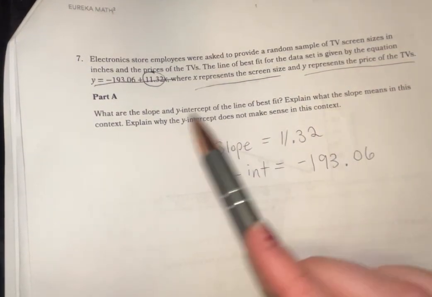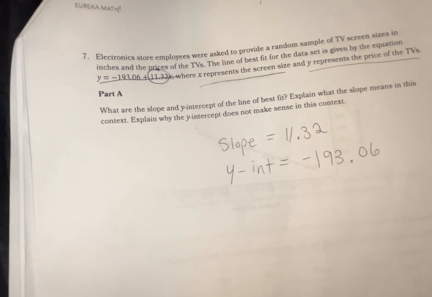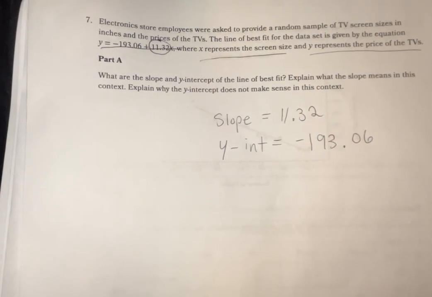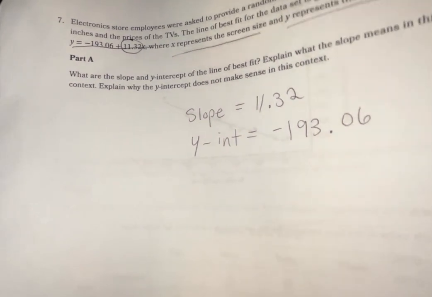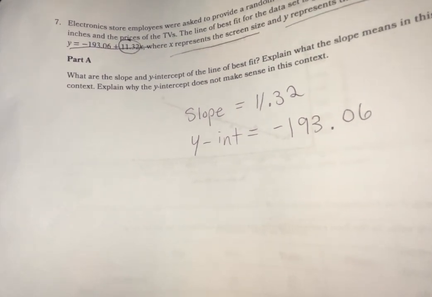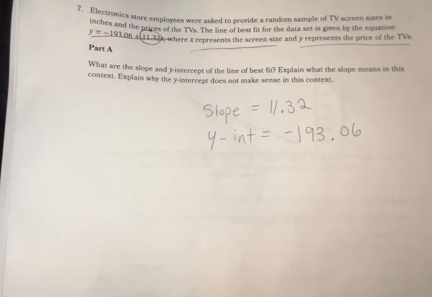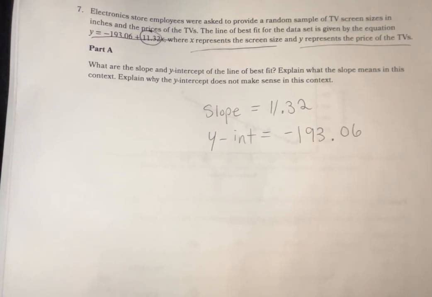Now, explain what the slope means in this context. You can write that in sentence form, but essentially the slope means that for every increase in the TV screen size by an inch, the price of the TV is expected to increase by $11.32.